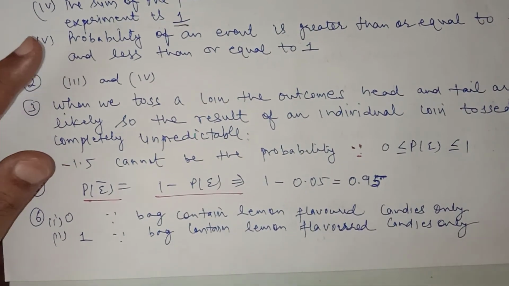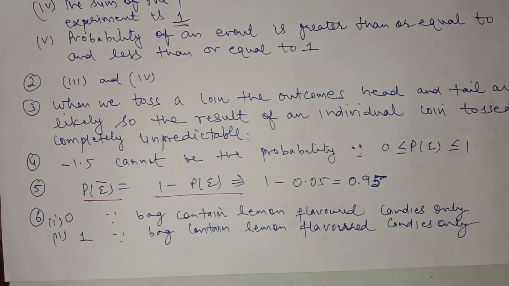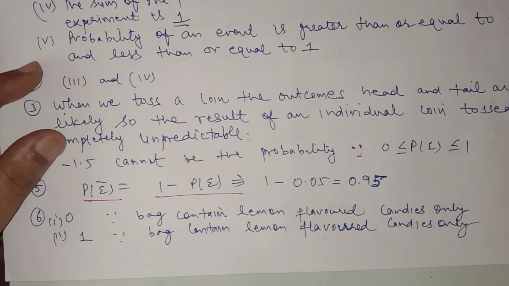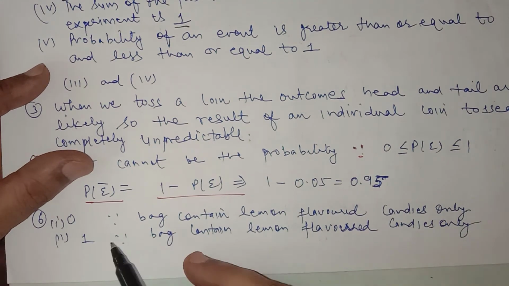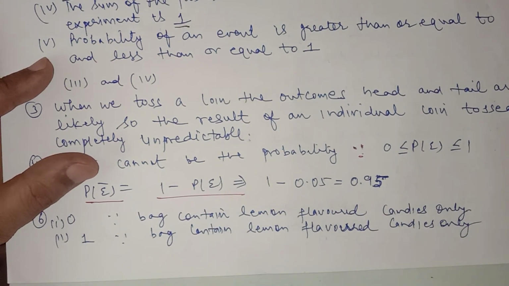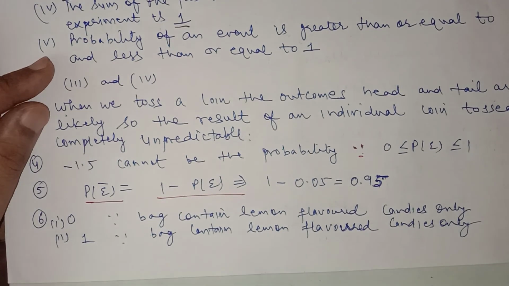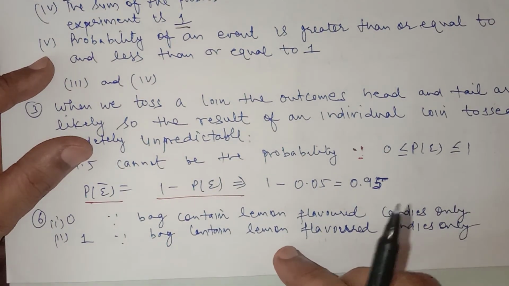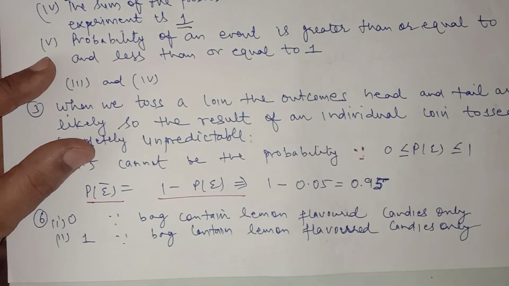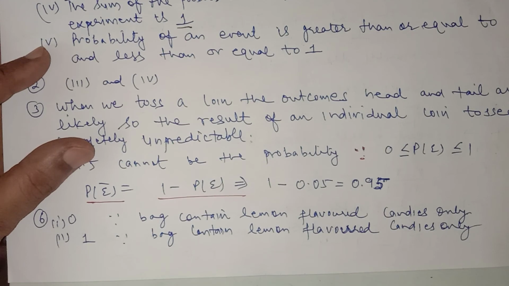Now in question number 6, some candies are there in a bag, all lemon flavor candies and no orange flavor candies. In the first part, the probability of the event is 0 because you have to find the probability of getting an orange flavored candy from the bag. It is 0 because it contains only lemon flavored candies. And the second part: the probability of getting a lemon flavored candy is equal to 1, because it is a sure event, as the bag contains only lemon flavored candies.